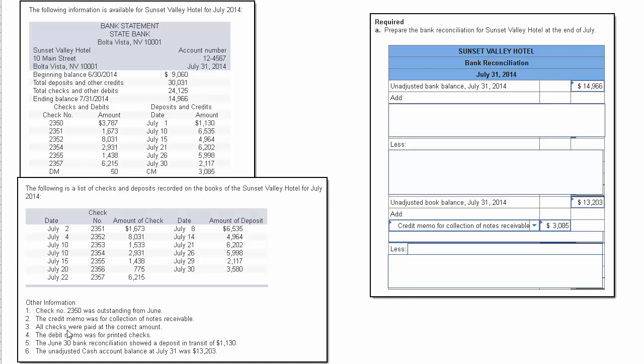Okay, item 3 says all checks were paid at the correct amount. That's telling us that there was no bank error that we need to adjust for, or there was no difference that perhaps we made an error in the check amount. So I don't think there's anything we have to do there. Number 4 says the debit memo was for printed checks.